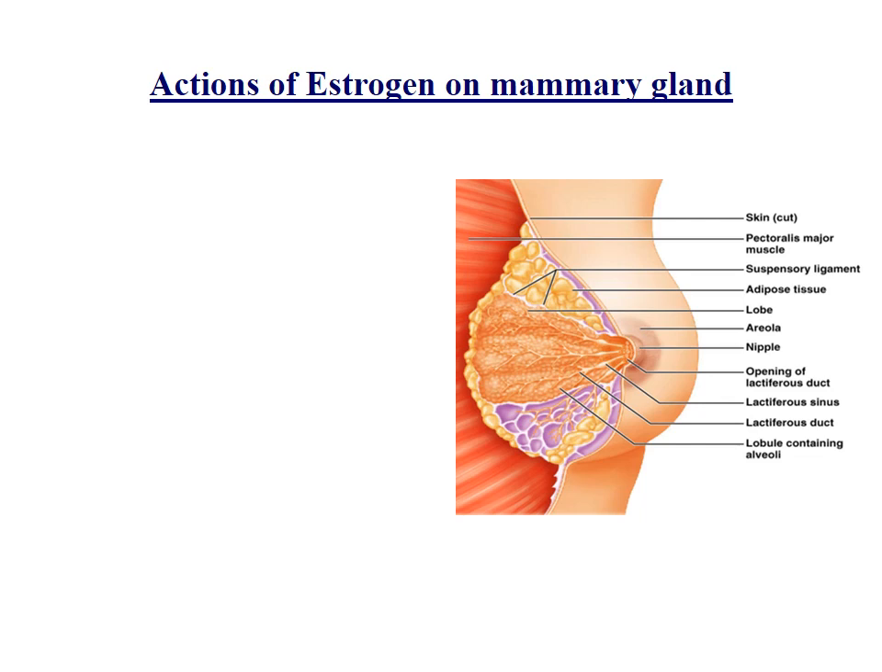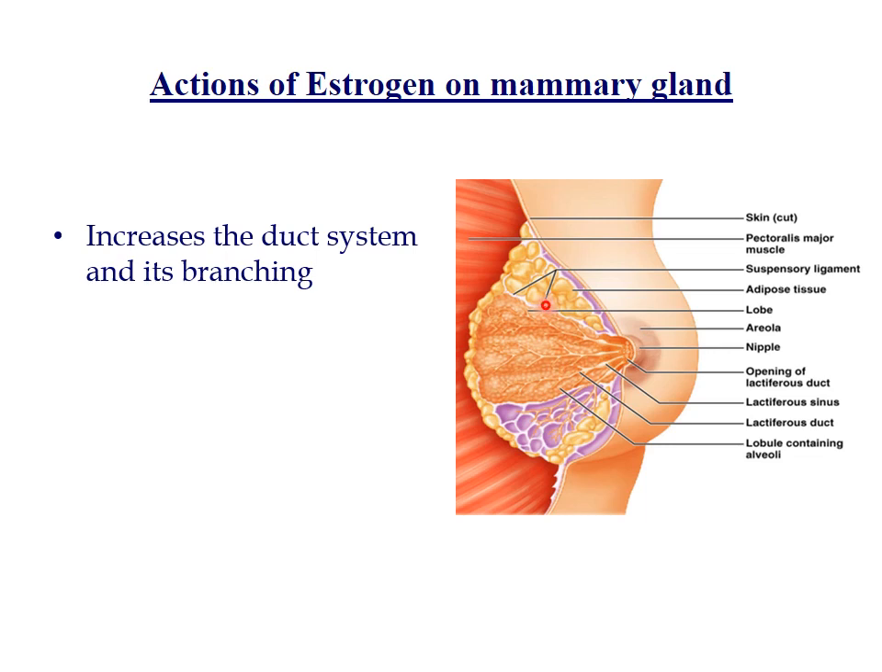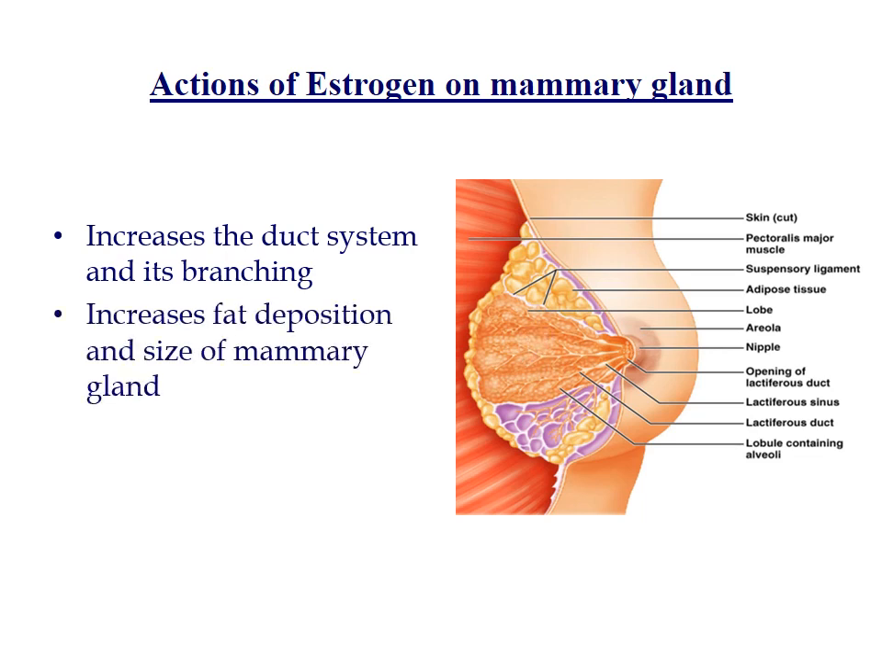Now let us see the action on the mammary gland. It increases the duct system, and also the branching. You can see the branching of the duct system will be happening. It increases the fat deposition, and the size of the mammary gland will be increased in response to the estrogen. It also causes pigmentation of the areola, the brown pigmentation around the nipples. That is because of the actions of estrogen.